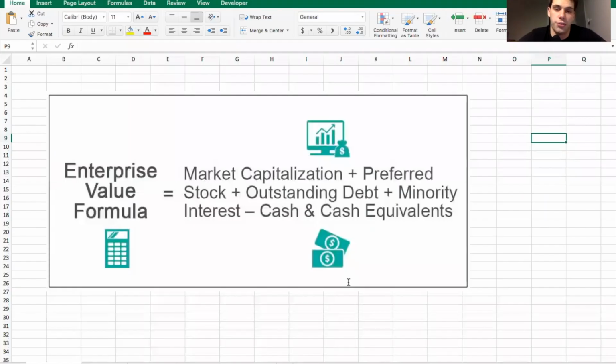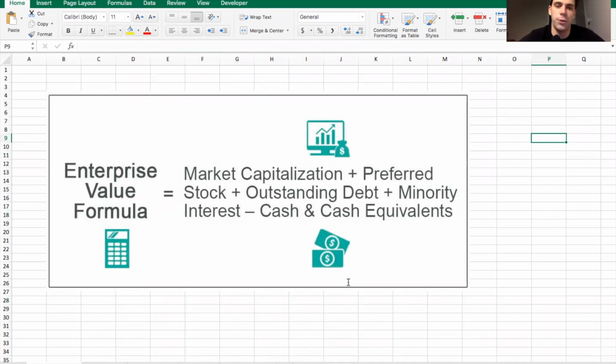Now, when it comes to understanding the discounted cash flow approach to valuing businesses and valuing stocks, you really have to understand the concept of enterprise value. So I put up the basic formula for it on the screen here, but I also kind of want to explain it conceptually as well to help more beginner investors understand it.